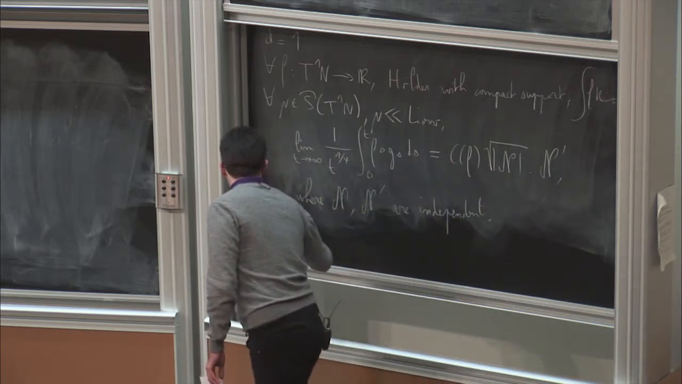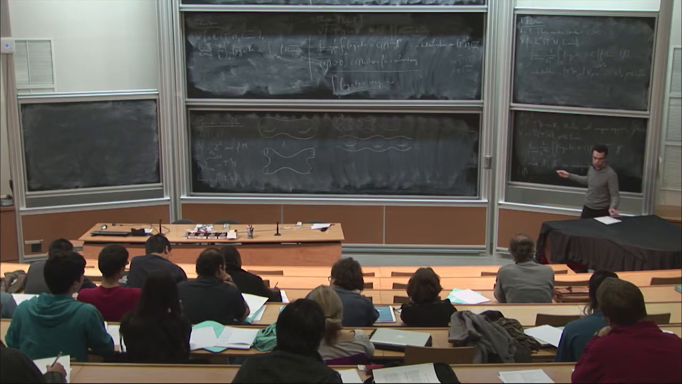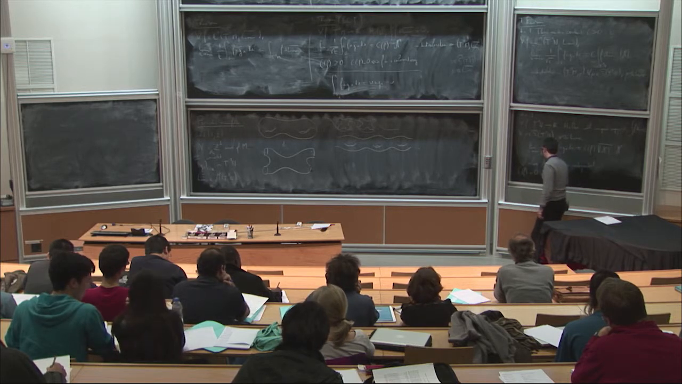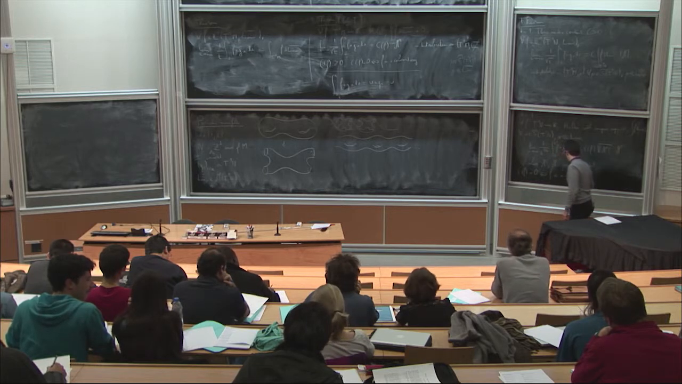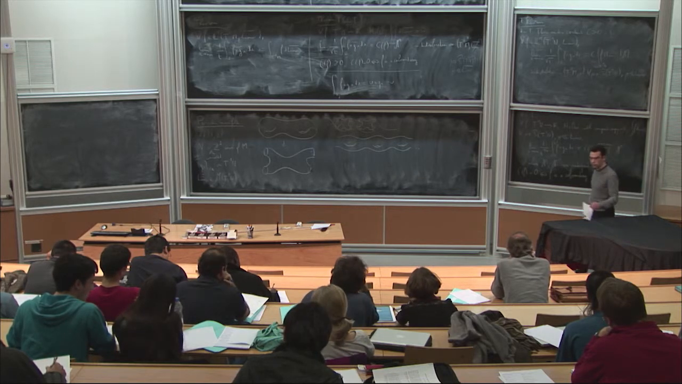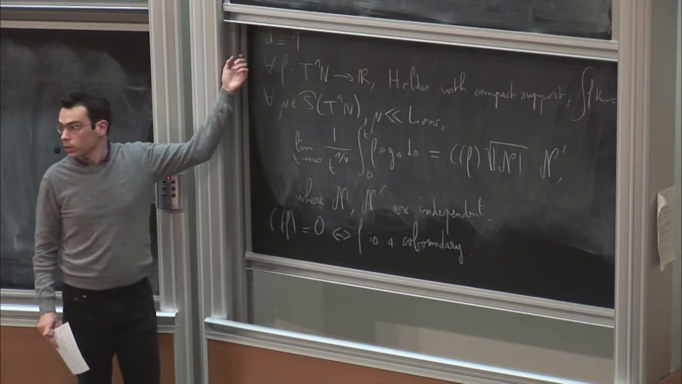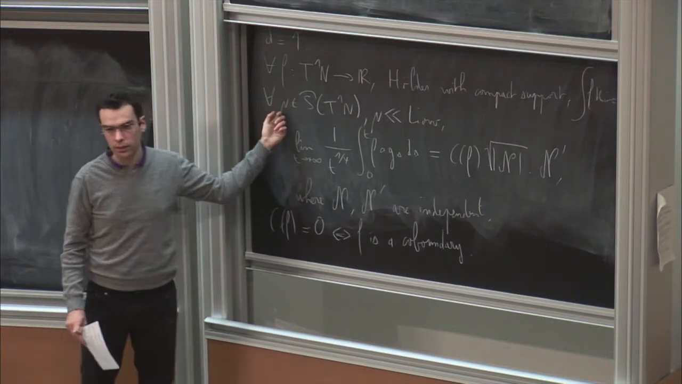And the constant which depends on f is again a semi-norm, and it will be 0 if and only if f is a coboundary. And this is, as I will try to explain, the techniques behind the proof of this theorem.